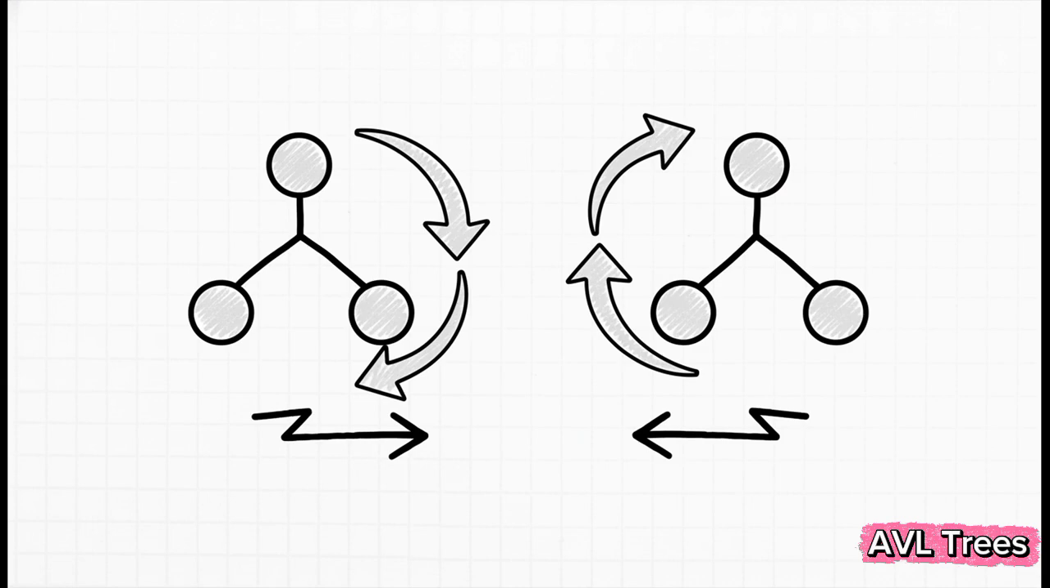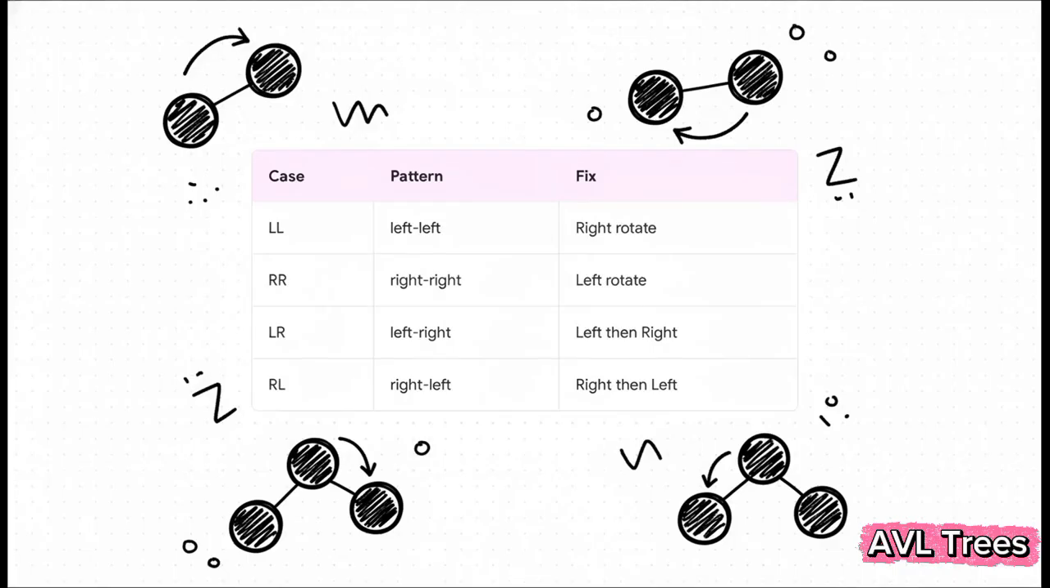Okay, so those were the easy ones. Now for the slightly trickier zigzag cases. These are the left-right and the right-left cases. They actually need a double rotation to fix. Just think of it as a 2-step move. First, you do one rotation to straighten out the zigzag, and then you do a second one to balance the whole thing. So really, it all comes down to recognizing one of these 4 patterns.